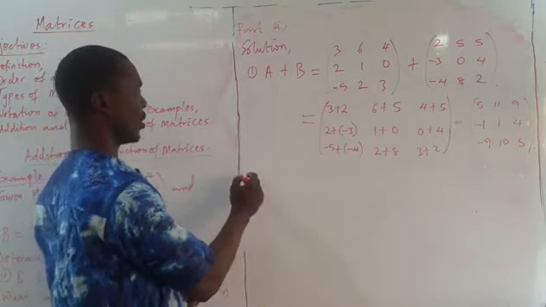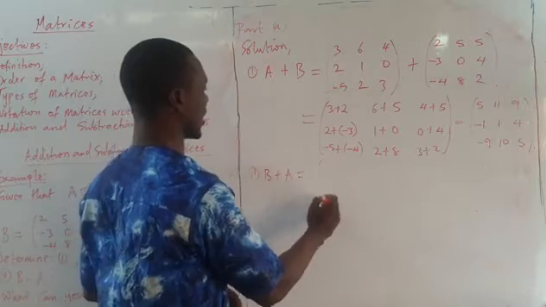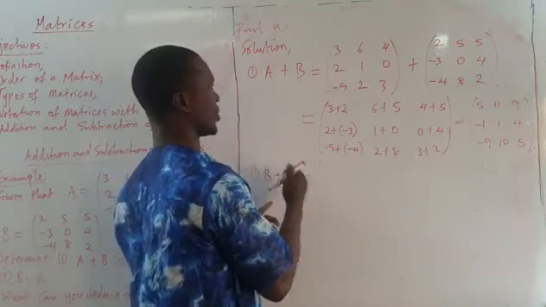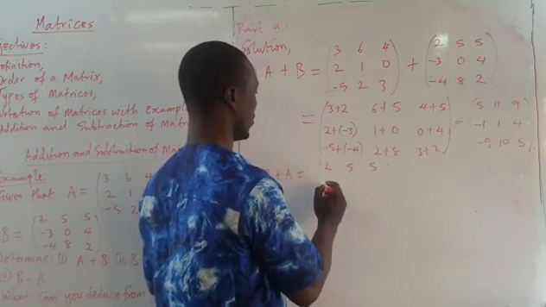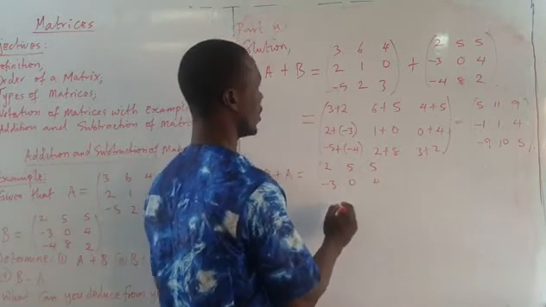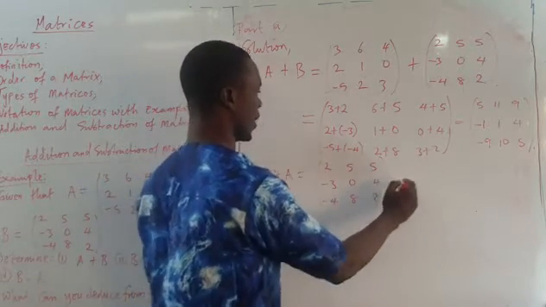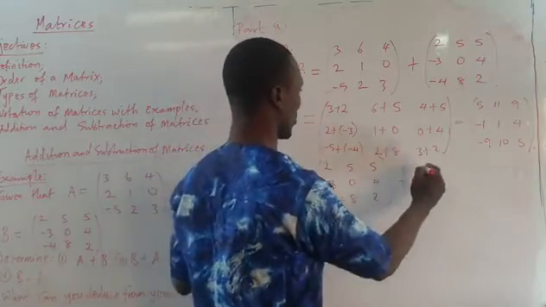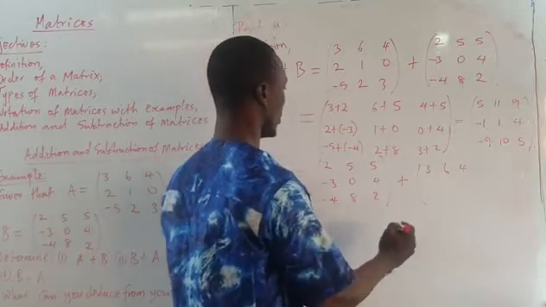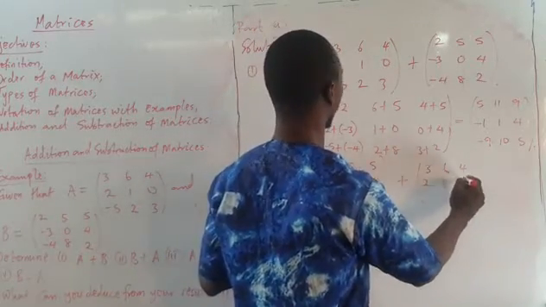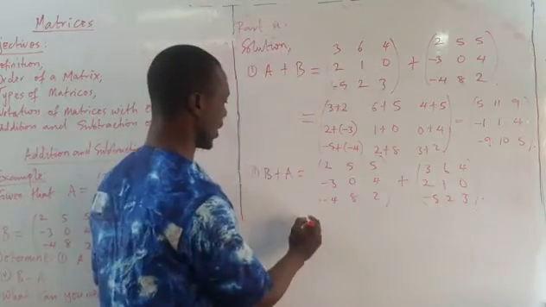Then Roman figure 2, B plus A. So we are going to follow the same process, but we are going to write matrix B before A. So we have 2, 5, 5, minus 3, 0, 4, minus 4, 8, 2. That is for matrix B. Then plus, put it in between. Then matrix A, that's 3, 6, 4, 2, 1, 0, minus 5, 2, 3. Then we add the two together.